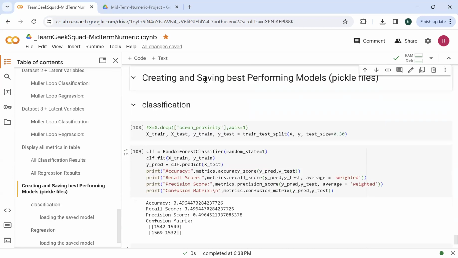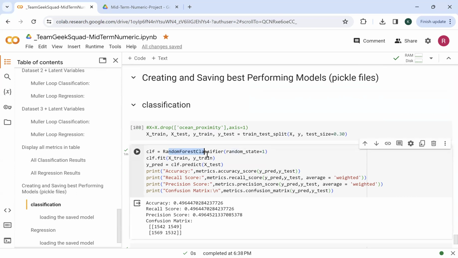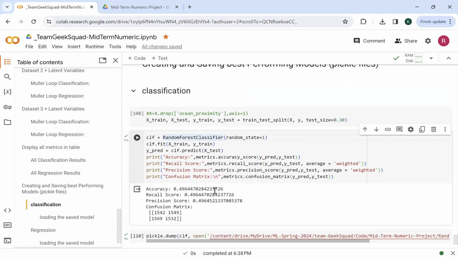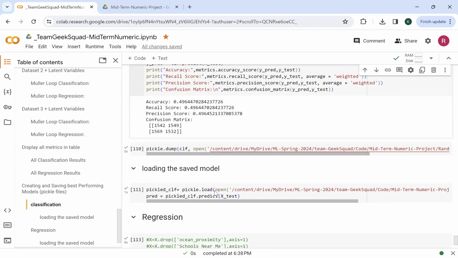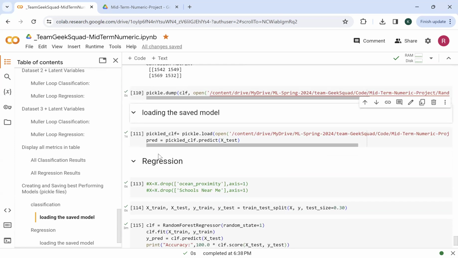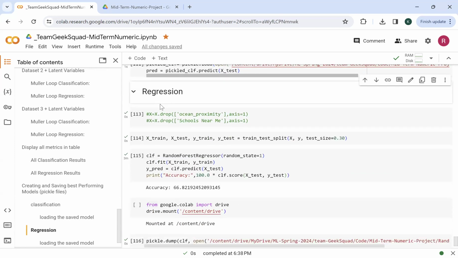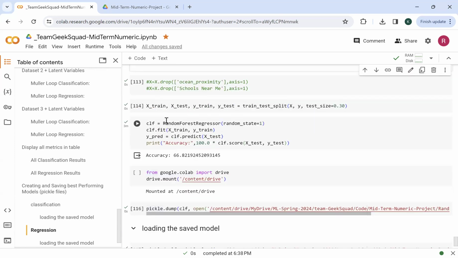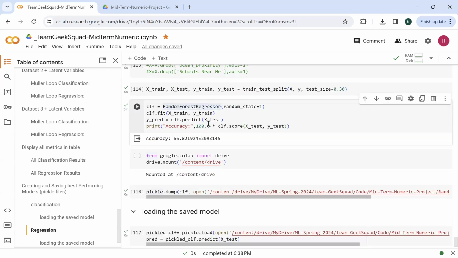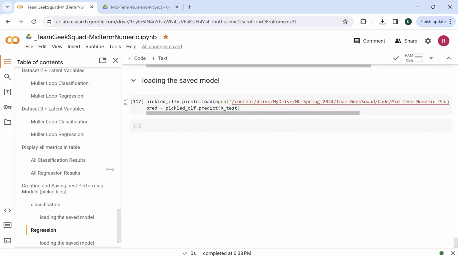Next, we are creating and saving the best performing model. Here, the best performing model is a random forest classifier. So we have saved it in a pickle file so that we don't need to train it again and again. Simply, we can just load the saved model. And similarly with the regression, we have done the same thing. In the regression, the random forest regressor is the model which gave the greatest accuracy.